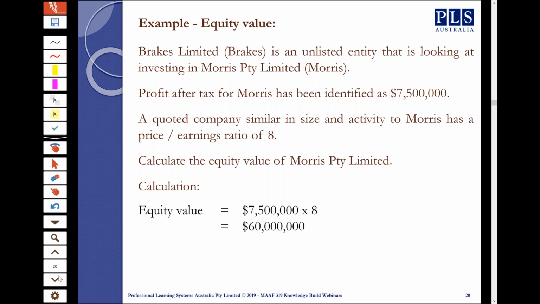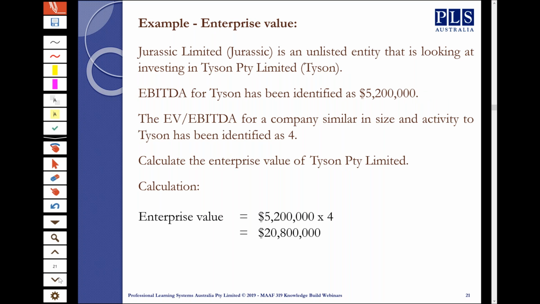From an enterprise value perspective, Jurassic, an unlisted entity, is looking at investing in Tyson. EBITDA for Tyson has been identified at 5.2. The EV on EBITDA for a company similar in size and activity has been identified as 4. Calculate the enterprise value: 5.2 by the 4 gets you 20,800,000. If you're not taking 100%, say taking 50%, you take 50% of that number.